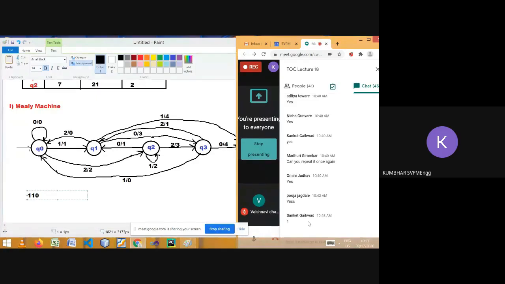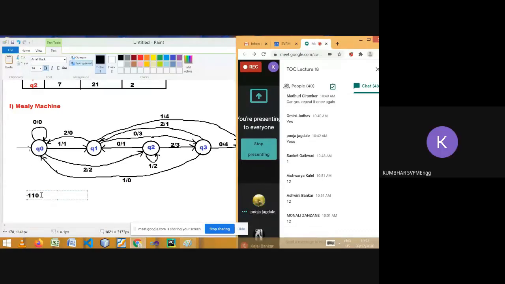Yes, 110. Does anyone get the result? 110 means 12. Is it correct? 110 means 12. Yes, correct, sir.